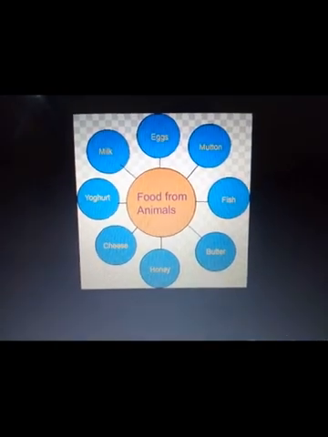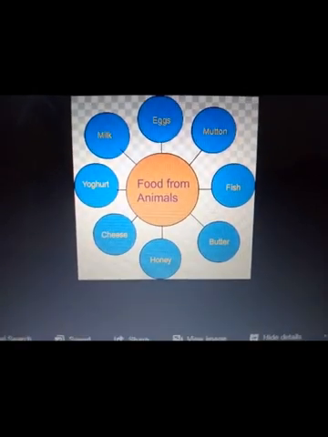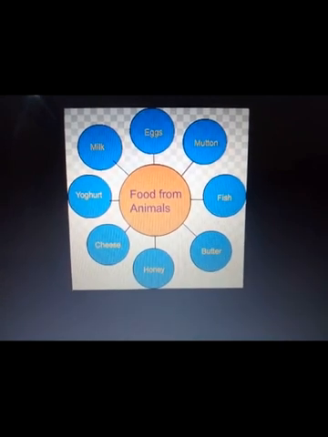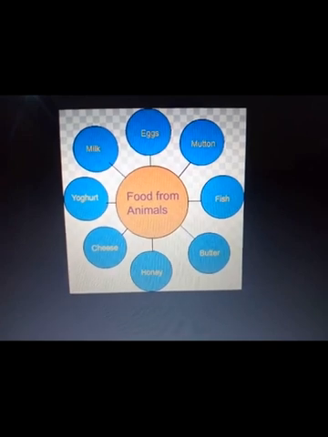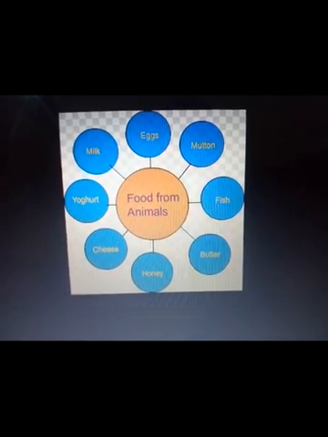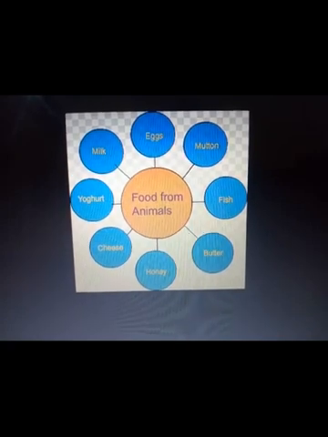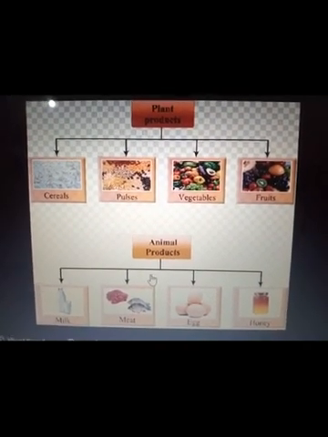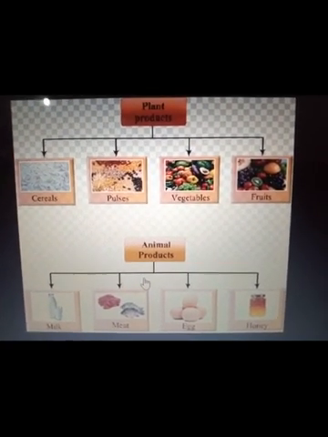So we have learnt about the food that we get from plants. Now food that we get from animals are eggs, milk, yogurt, cheese, honey, butter, fish and mutton. These are the food items which we get from animals. So these are the two sources of food. We get food from plants and animals. We have gone through the slide.